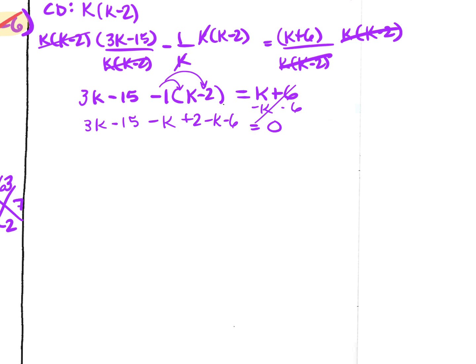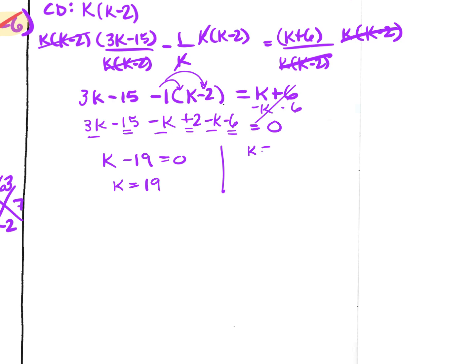So now let's find all of our common factors. 3k minus k is what? Yeah, 1k or k. Negative 15 plus 2 minus 6. Yep, negative 19 equals 0. Well, this one ought to be easy. What is k equal to? 19. Now we have to check for extraneous solutions.